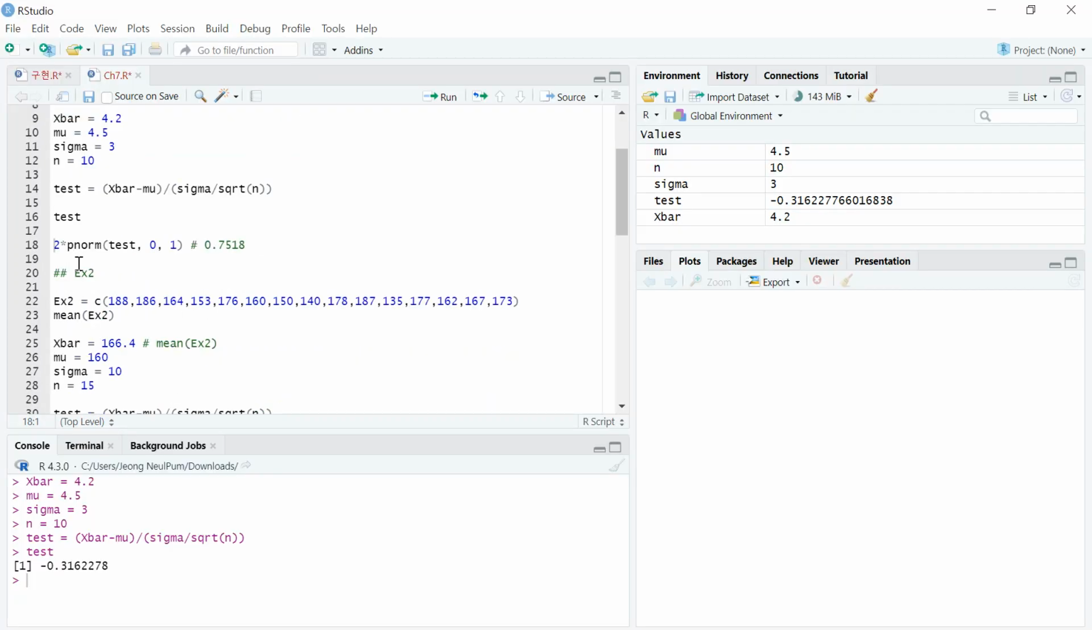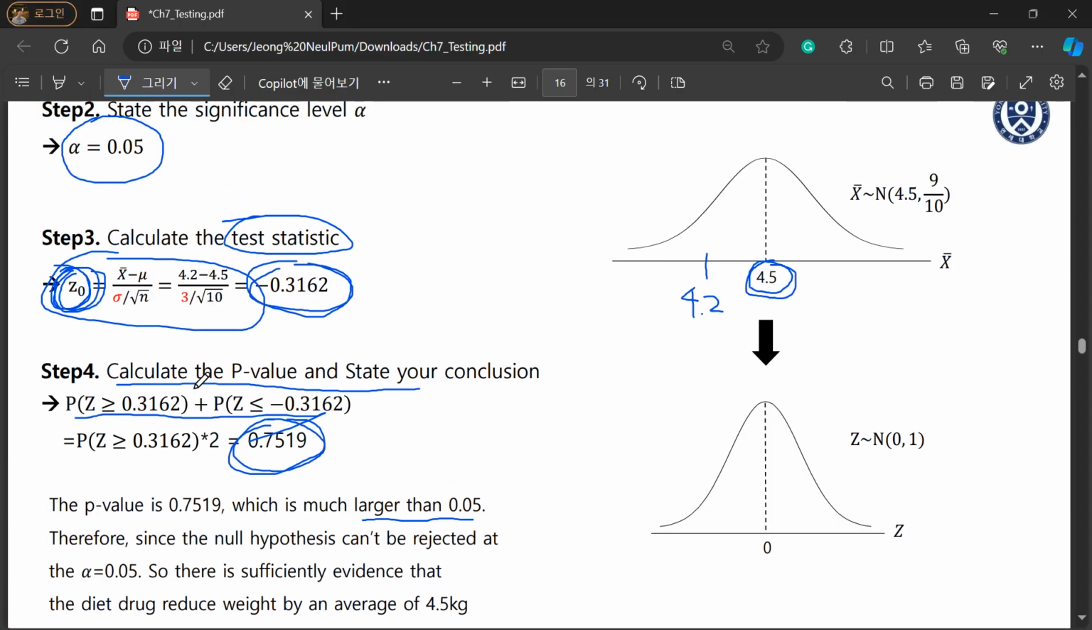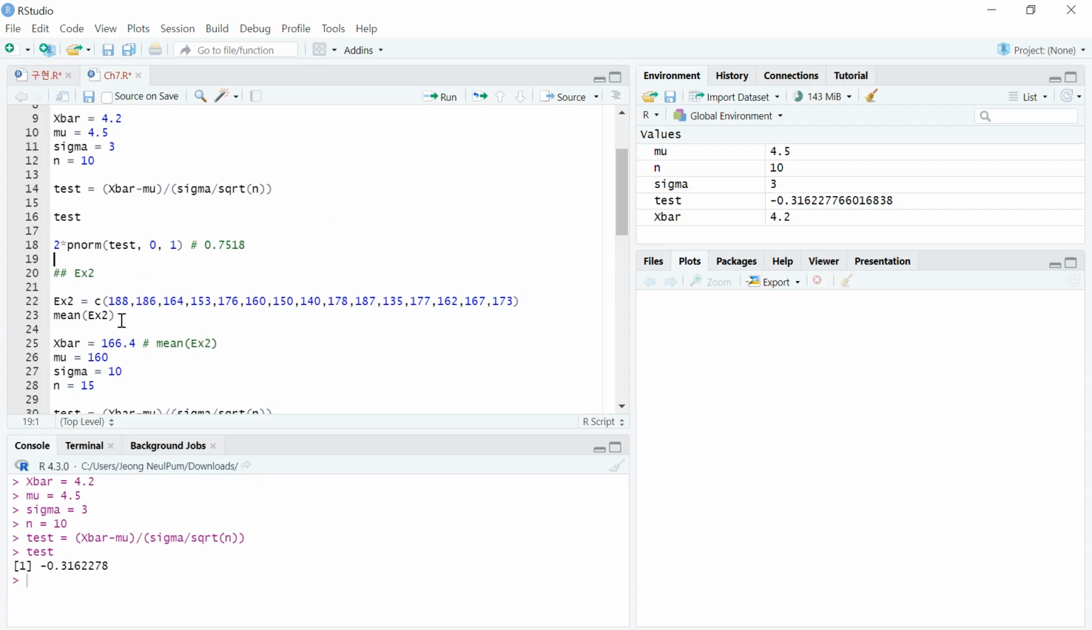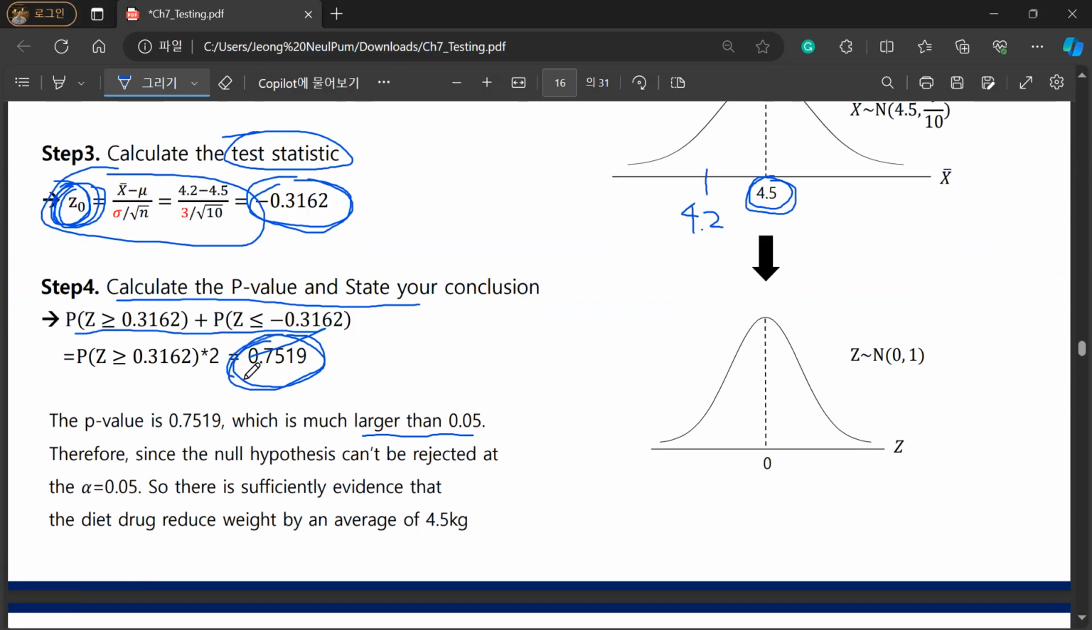And then this is about getting the p-value of the test statistic. We already know that our test statistic follows the standard normal distribution with 0 mean and standard deviation of 1. Because we are going to do the two-sided test, we multiply the one-sided probability by 2, which is here. You can see that the result is 0.75, which is the same as the p-value here.